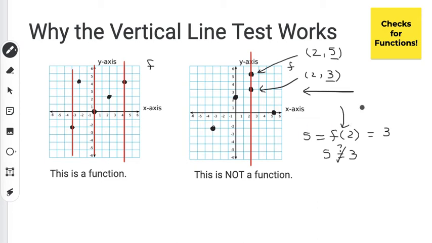So it turns out that for a function to actually be a function, any input must only have one output. And that's why the vertical line test works. If it didn't work, you would get impossible statements, like 5 is equal to 3. And that just doesn't work. So I hope that helps out. That's why the vertical line test works.